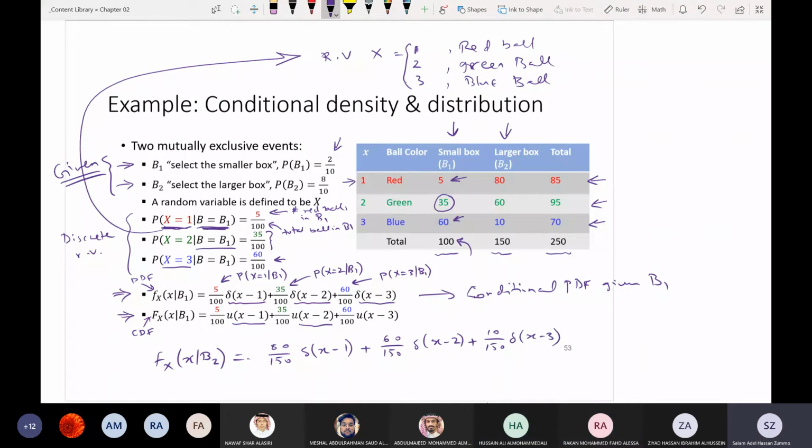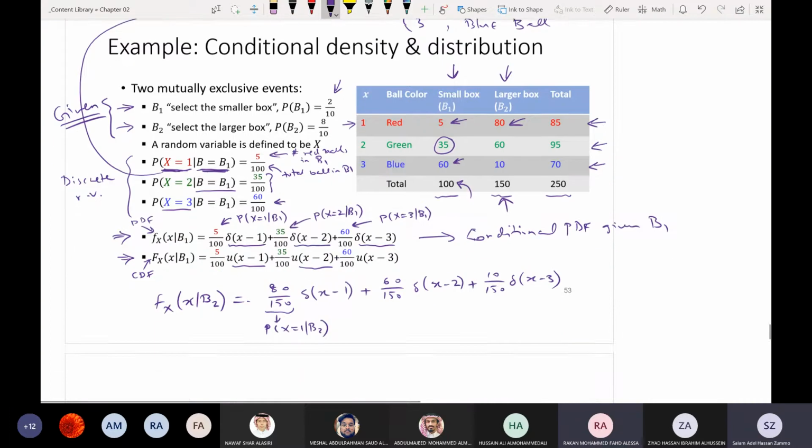Did you understand how we got this? The first one is the probability that x equals 1 given B2. Given B2, how many total balls do I have to select from? 150 total. Given B2, what is the probability that x equals 1? X equals 1 means I select a red ball. It's the number of red balls divided by 150, which is 80 over 150. And so on. Any questions?